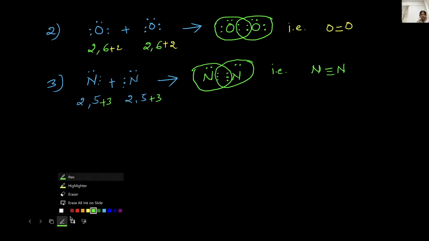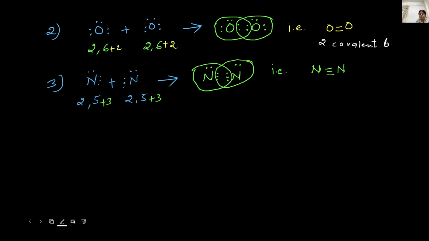So can you state here that in the oxygen molecule there are 2 covalent bonds? Two covalent bonds are there. In case of the nitrogen molecule there are 3 covalent bonds.